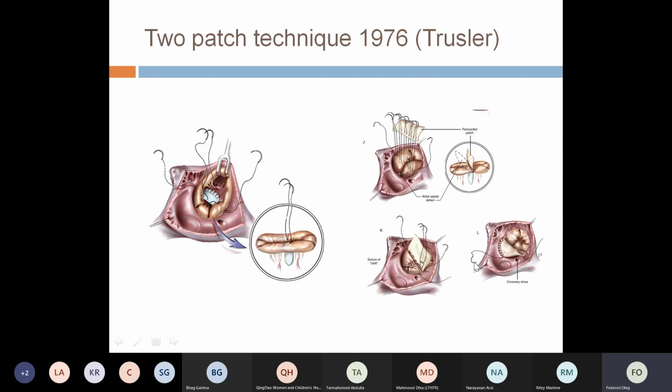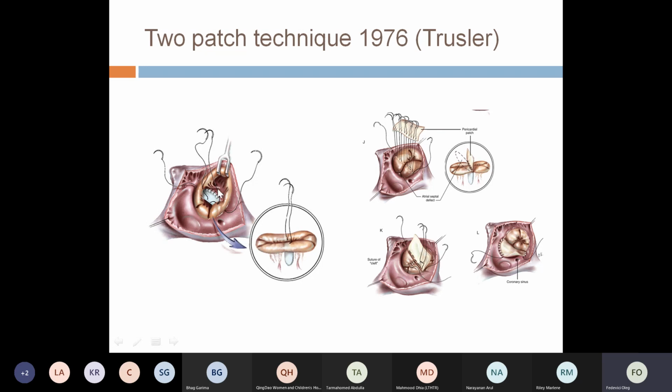The two-patch technique that we use now is really nice surgery. I believe it's very elegant, as for me. So you close the VSD first in the usual way, attaching to the crest. The patch can be from different material, from Dacron, from Gore-Tex, from treated pericardium.